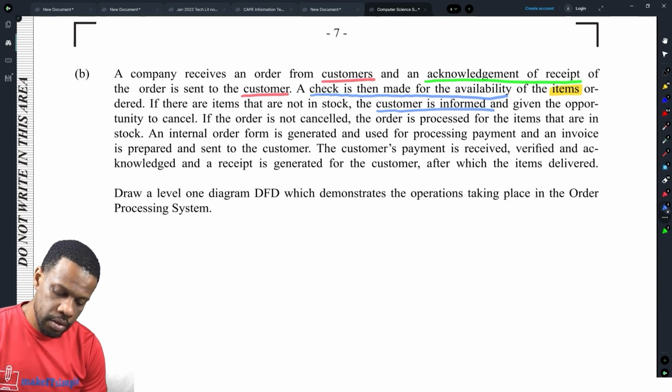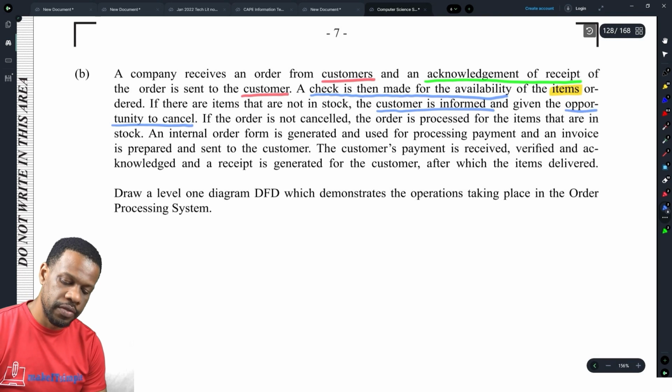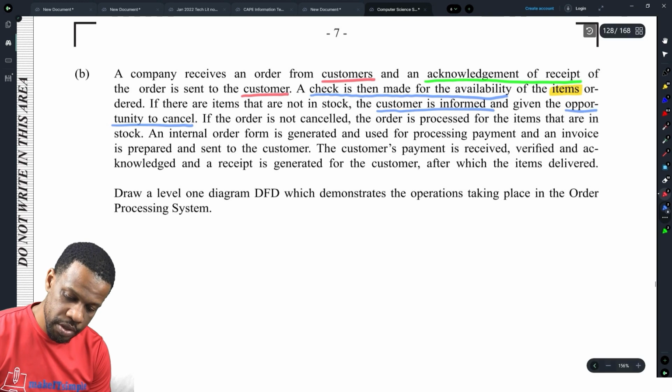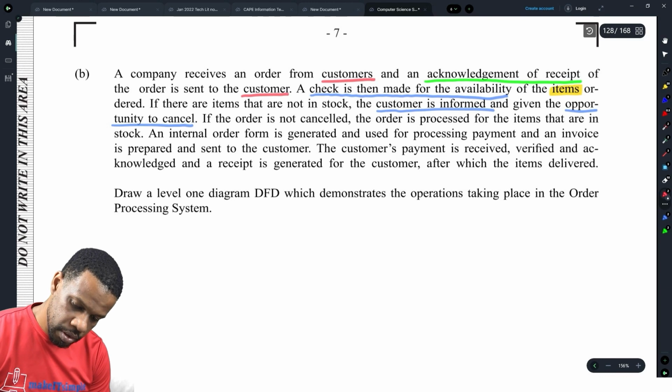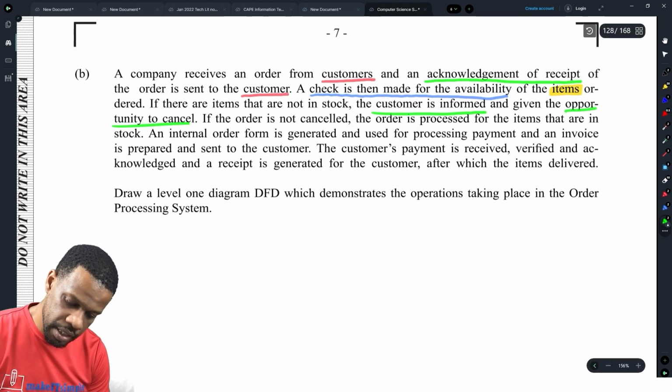Okay. The opportunity to cancel, we have to put that as something because they have to give a response on whether they cancel it or not. If the order is not cancelled, the order is processed. So we have process the order. Oh shucks, I'm using the wrong color for these. This is the customer being informed and given the opportunity to cancel, so they have to respond with the cancellation decision. If the order is not cancelled, the order is processed, right?